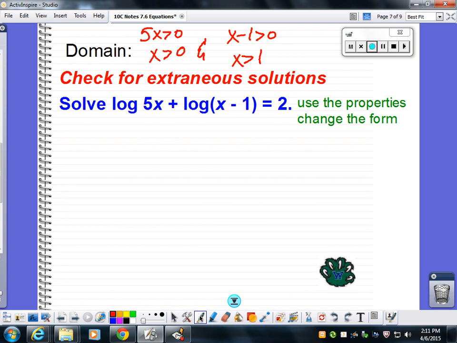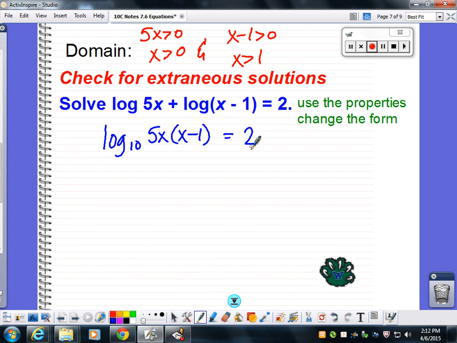If I've got logs that are adding, I'm going to use the multiplication property and I can turn them back into multiplication. So I'm going to make this log base 10 of 5x times x minus 1 equal to 2. In order to be able to solve these equations, I'm going to have to put my logs back together. I'm condensing them. Remember, we expanded and condensed in our last unit.